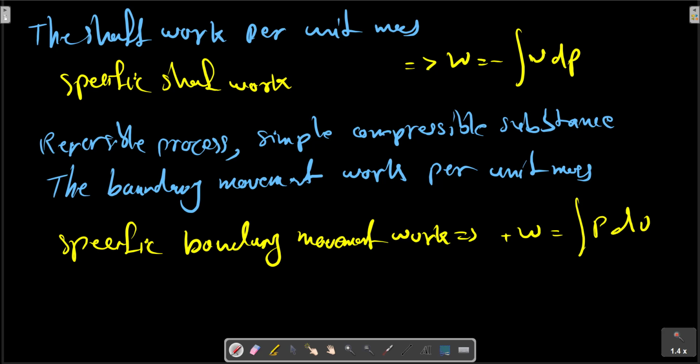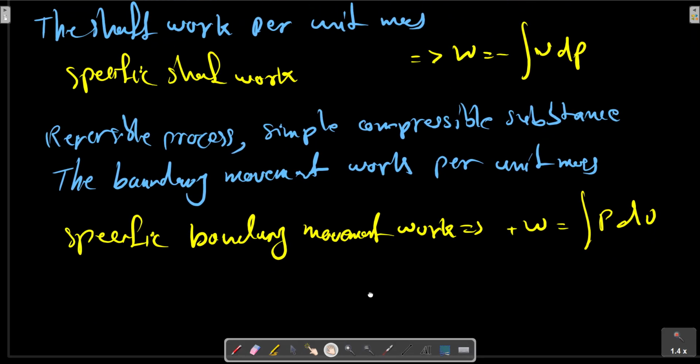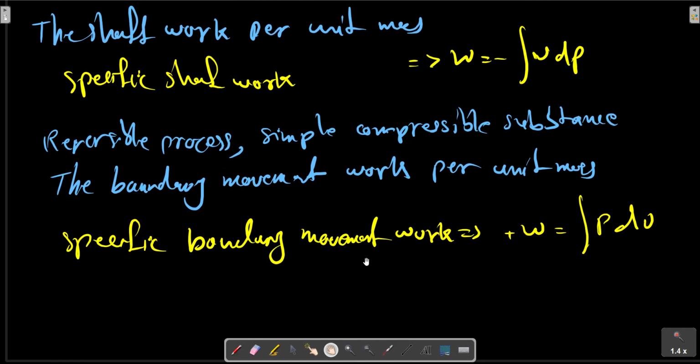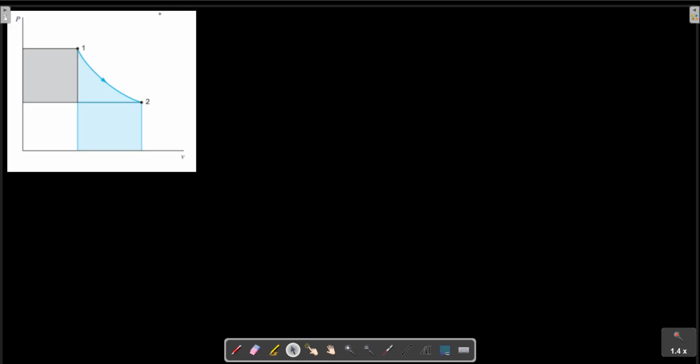The areas represented by these two integrals are shown in this picture. It is of interest to note that in the former case, there is no work involved in the constant pressure process, while in the latter case, there is no work involved in the constant volume process.